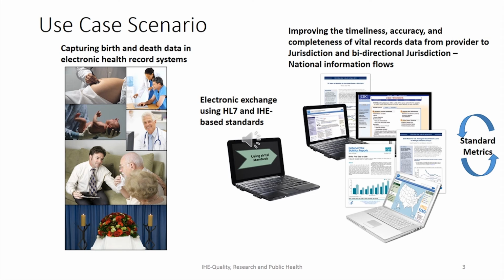So in this use case scenario on the right side of the slide, this scenario provides for the flow of vital records data from the provider to the jurisdiction, and then the bidirectional flow from the jurisdiction to the national agency. And then finally, in the case of death reporting, it shows the coded cause of death and race and ethnicity codes flowing back to the jurisdictions. And this example of a complete bidirectional flow of vital records data using HL7 and IHE standards is currently being piloted in the US, but it's important to point out that this is also applicable to international use.